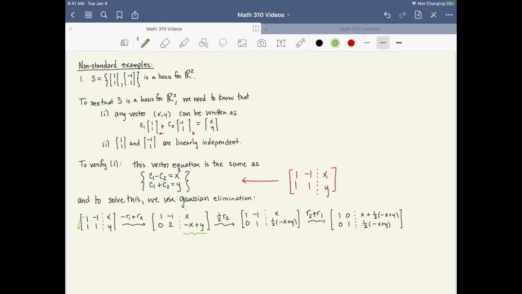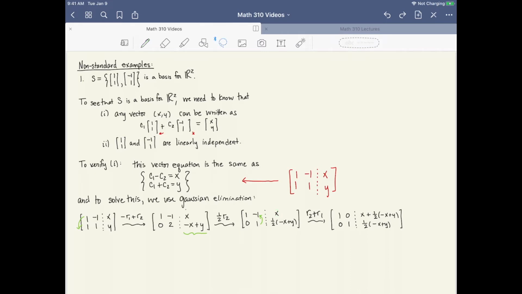Finally, you want to use the 1 that appears in spot 2, 2 to eliminate this minus 1. And you would do that with row 2 plus row 1 into row 1. And that means in the spot here, we're going to have it be replaced by x plus 1/2 and then minus x plus y. So it's just a little bit more effort to keep track of the Gaussian elimination steps.